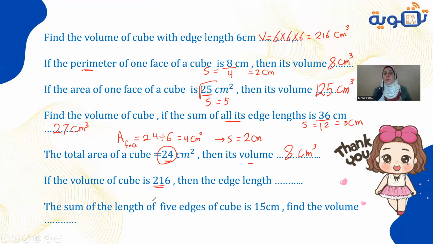The volume of the cube is 216. What is the edge length? Take the cube root of 216 equals 6 centimeter.